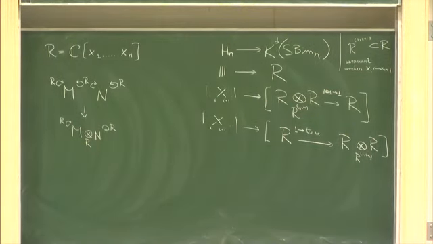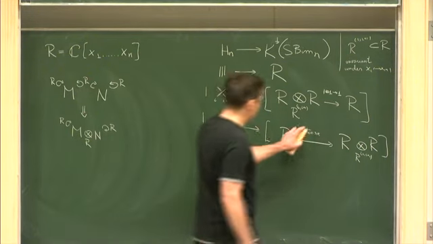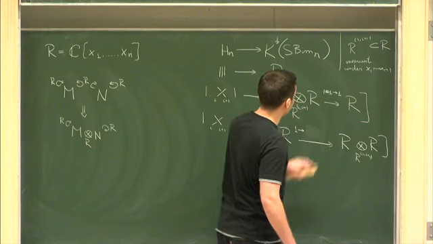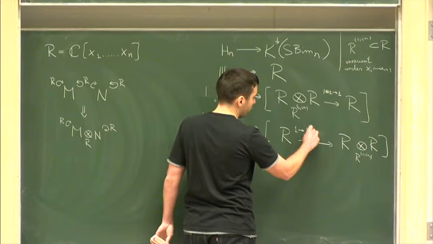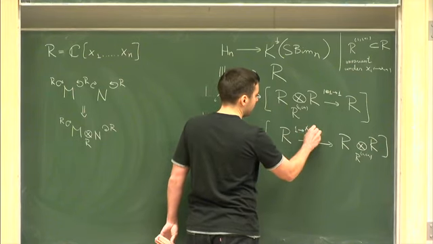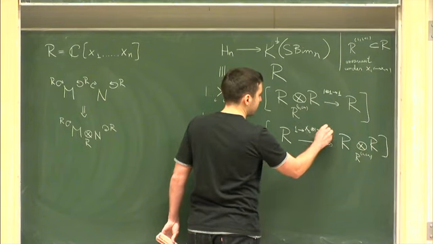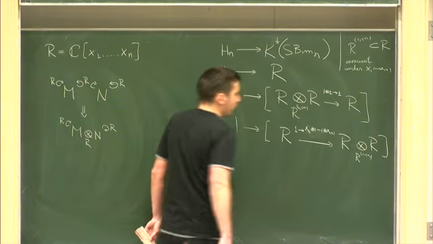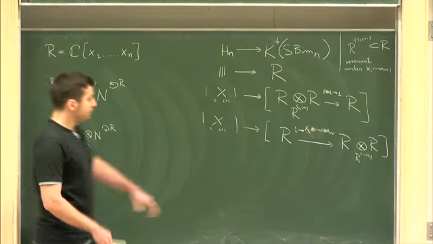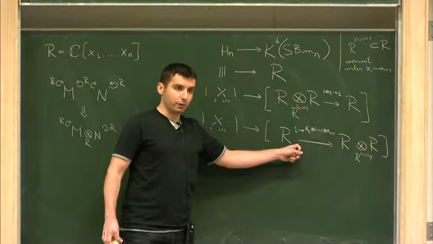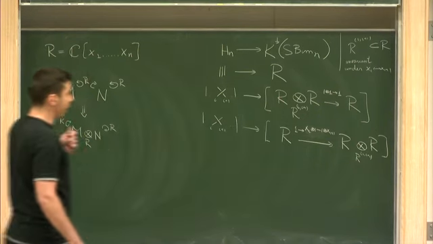And after some playing around with this, and this is a wonderful exercise which everyone who has thought about Soergel bimodules has thought about at some point, you find that a natural choice here is 1 goes to x_i tensor 1 minus 1 tensor x_{i+1}. So this map here is indeed a map of R bimodules, but it's not a map of graded R bimodules.